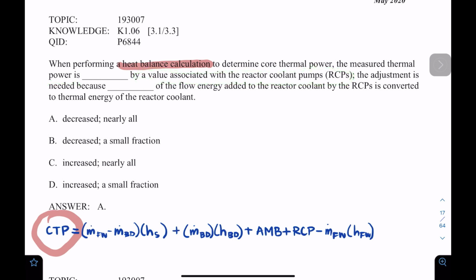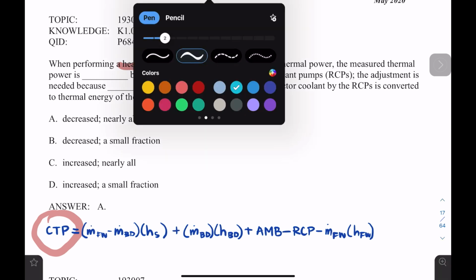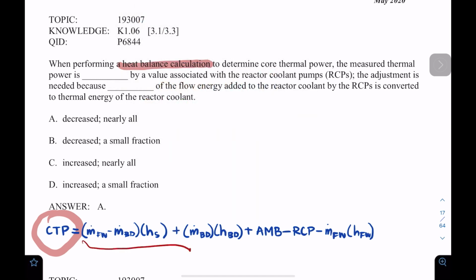So if I go to this formula, remember that we separated these ones. These ones are adding, right? These ones are removing, right? So the value that is associated with the reactor coolant pumps is a negative value, right? A negative value. And the adjustment is needed. Why do we need to adjust it like that? Okay, this is the thing.